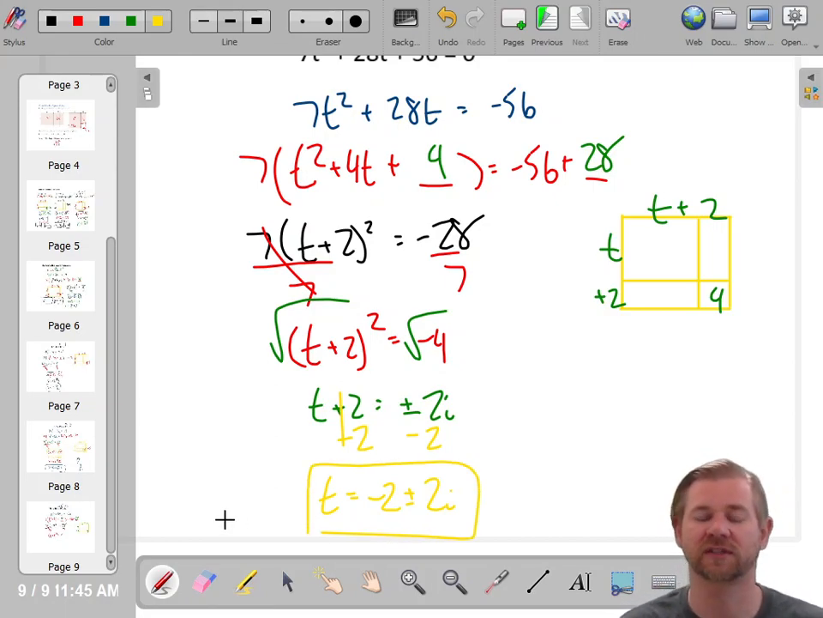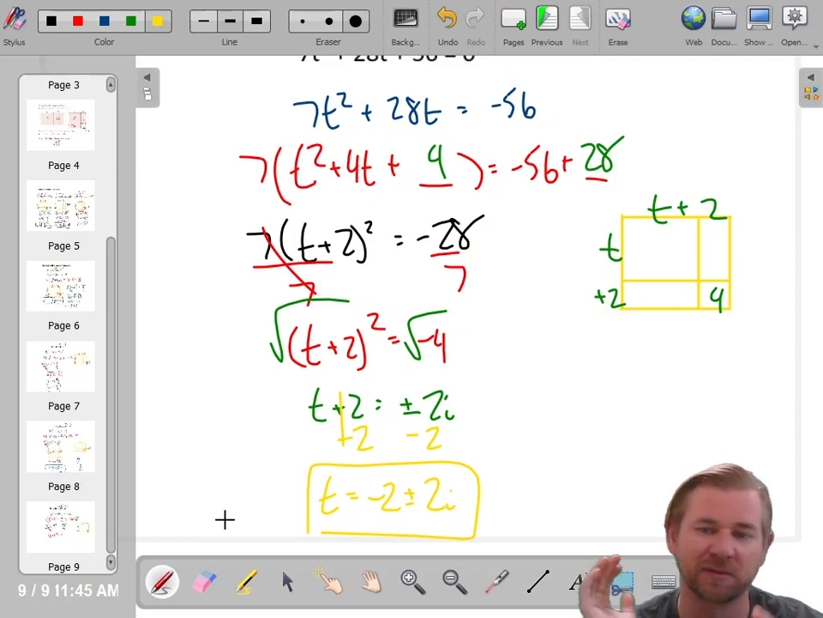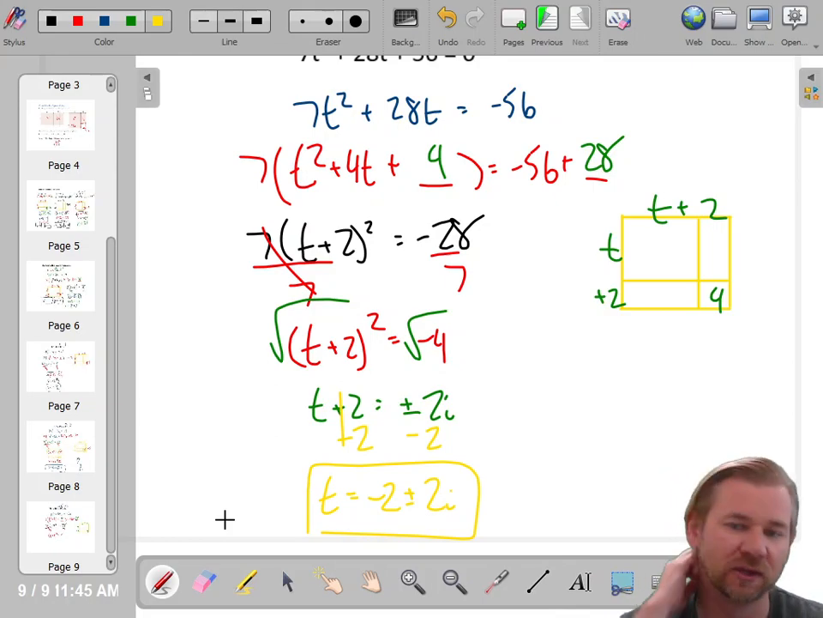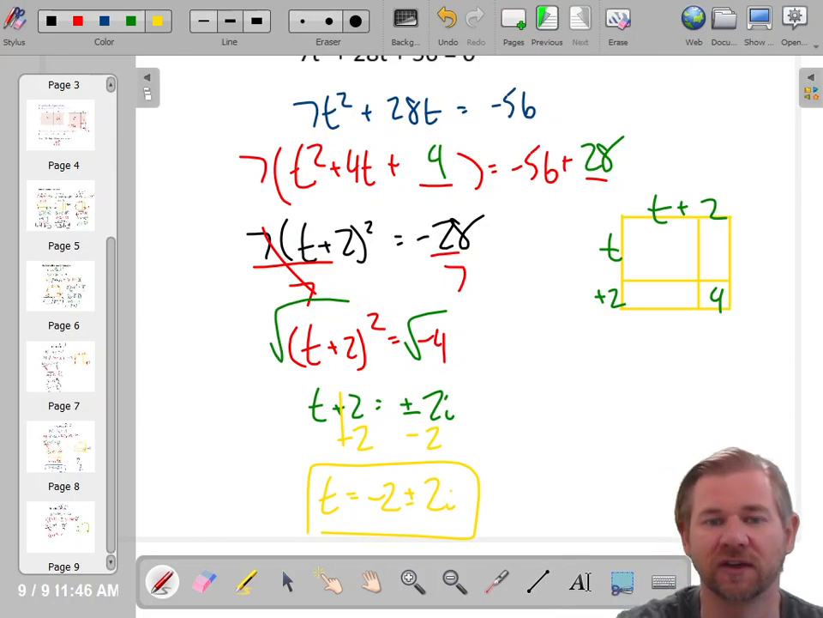Completing the square works regardless, just like the quadratic formula. You can solve anything. It doesn't have to be factorable. There's no special requirements. It always works. You just got to get used to factoring out that GCF for the leading coefficient.